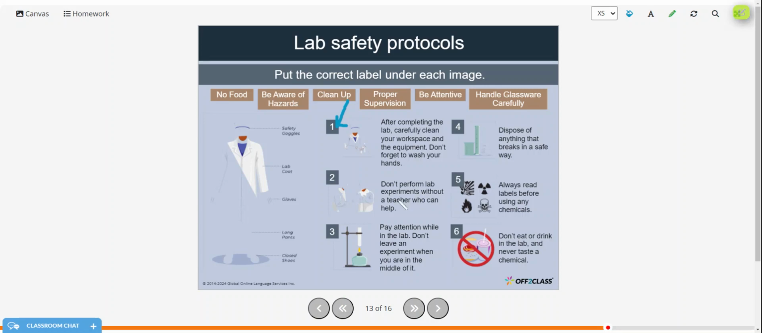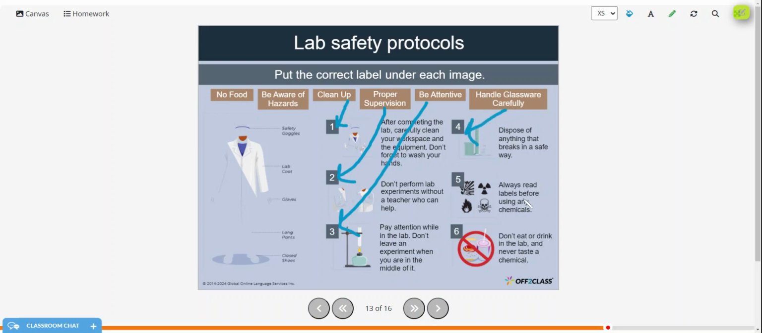Don't perform lab experiments without a teacher to help. That would be proper supervision. Pay attention while in the lab. Don't leave an experiment when you are in the middle of it. That would be attentive. Dispose of anything that breaks in a safe way. That would be handle glassware carefully.